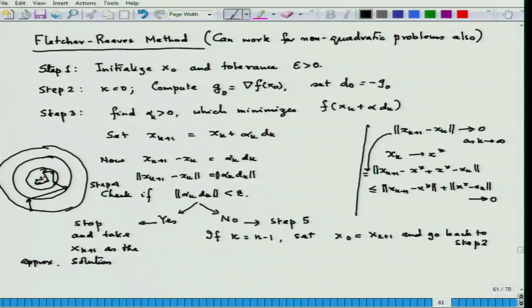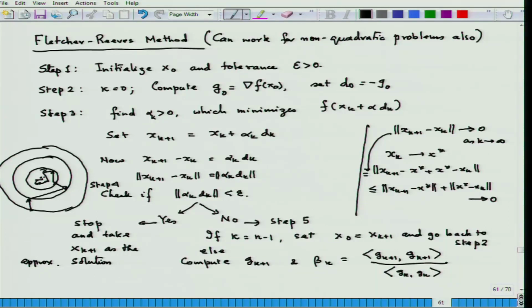If k is equal to n minus 1, so we have not reached our solution in n minus 1 steps, then we have to again restart the procedure. Else, compute g_{k+1} and beta_k is equal to g_{k+1} transpose g_{k+1} over g_k transpose g_k. That is a nice one.